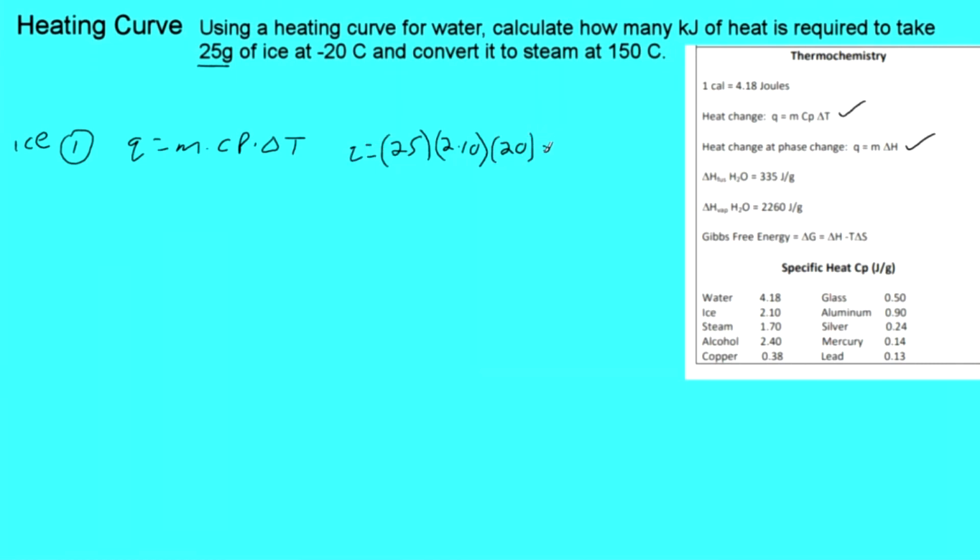Okay, we do the math here. We're going to come up with 1050. All right, this is in joules. All these values are going to be in joules because our specific heat is in joules. Okay, let's go to the next step.